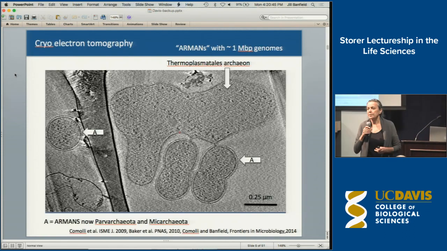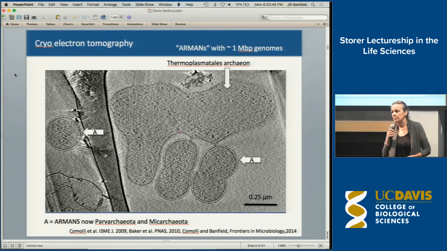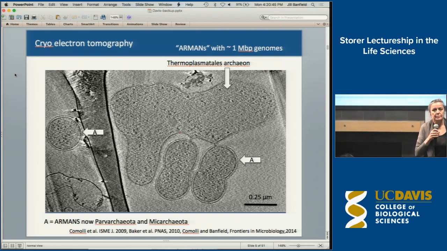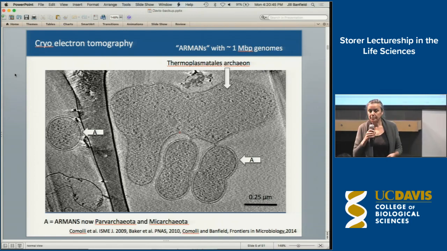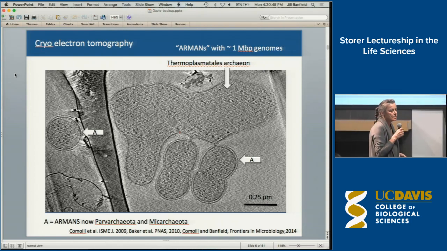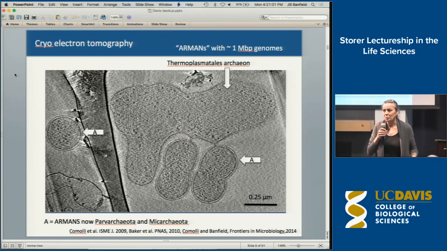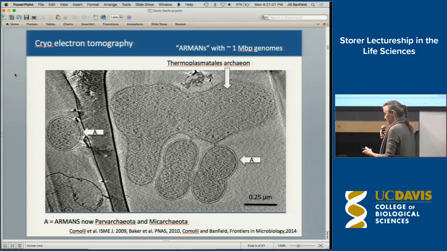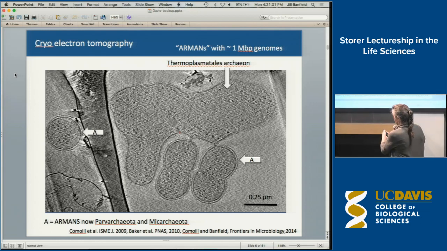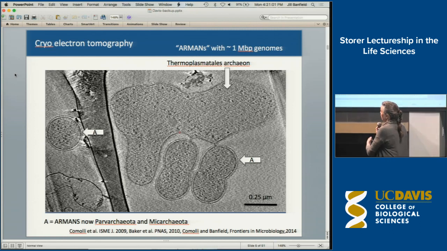And so, working with Luis Comolli, who was then basically a postdoc researcher at Lawrence Berkeley National Lab, we did a lot of microscopy, and most of it was cryo-electron tomography, and tried to characterize these communities in a cultivation-independent way. These were whole biofilm samples, but targeting specifically the identification of tiny cells. And these, then, are what we deduced to be the Arman archaea.